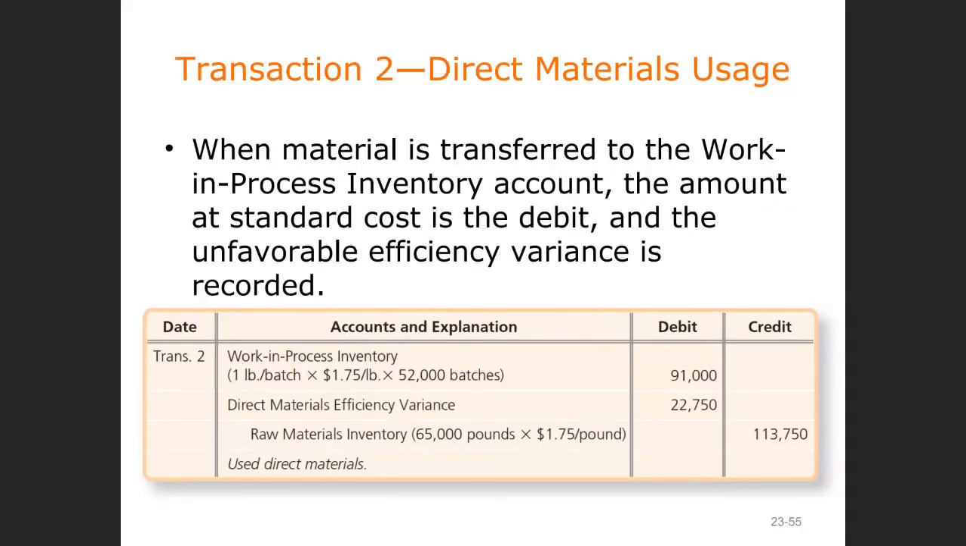When material is transferred to the work in process inventory account, the amount at standard cost is the debit, and the unfavorable efficiency variance is recorded. And then this is showing you how we will record that. Debit work in process inventory, debit direct materials efficiency variance, credit raw materials inventory.